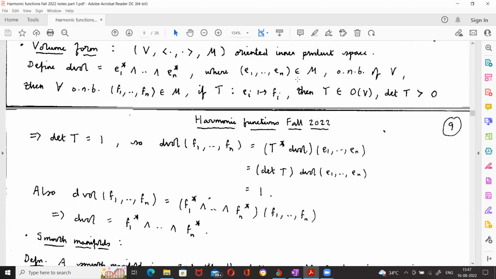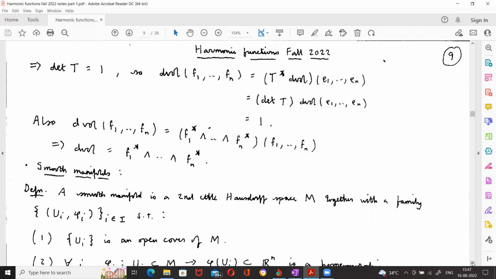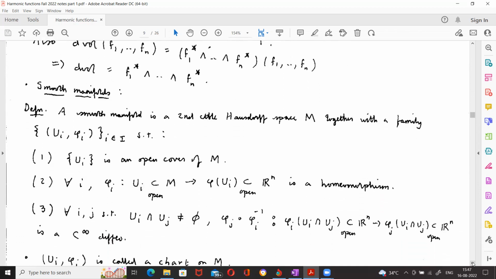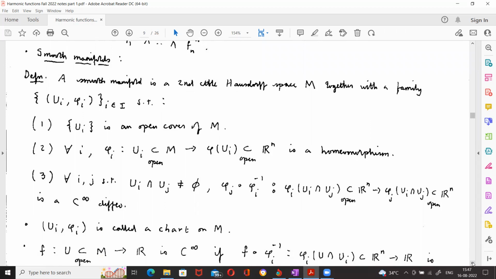We'll need this later when we talk about the divergence theorem and so on on Riemannian manifolds. We'll need the volume form and Stokes theorem also. Okay, so that ends what I wanted to say about alternating tensors. So now we want to slowly move to these concepts on manifolds.